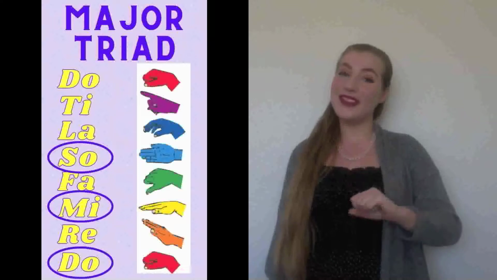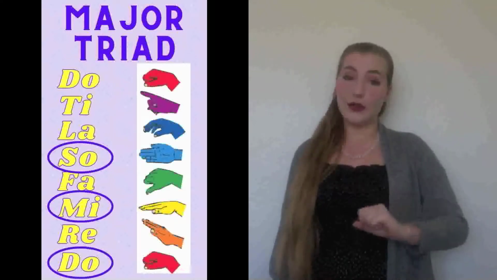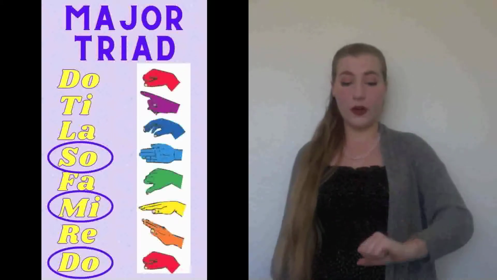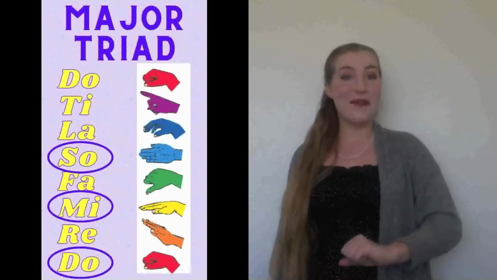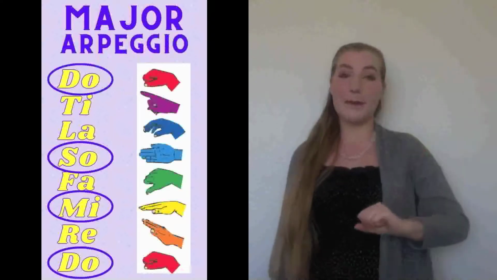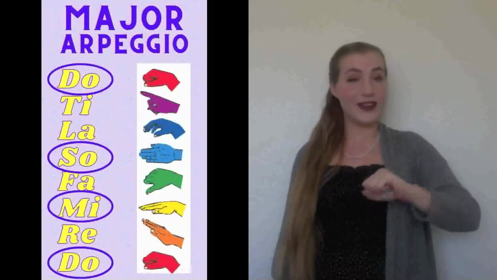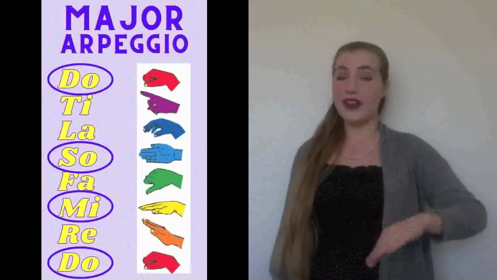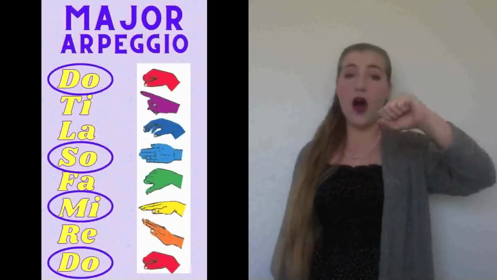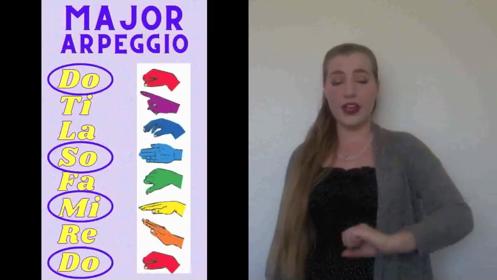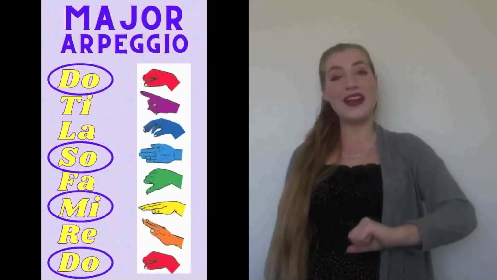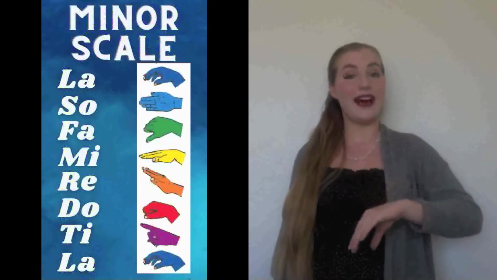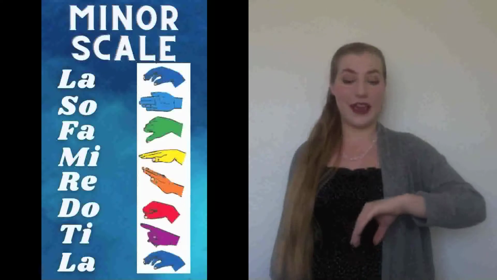1, 2, ready, go. Do, mi, sol, mi, do. Beautiful job. Now add that top do for our major arpeggio. 1, 2, ready, go. Do, mi, sol, do, sol, mi, do. Very nice, my friends. So now, as always, we go down to La, and we sing through our minor scale.